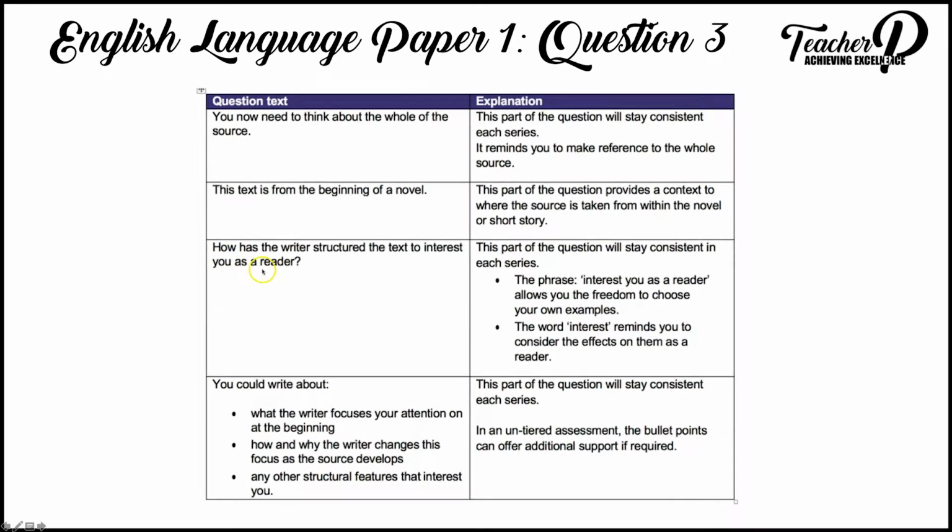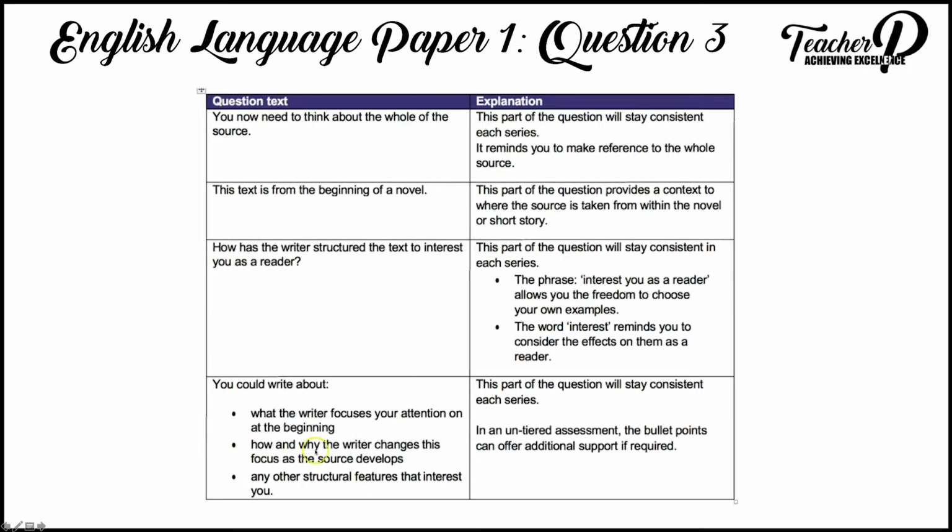The question then goes on to say, how has the writer structured the text to interest you as a reader? Remember, this part of the question will always stay consistent each year. The fact that it says to interest you as a reader tells you that you need to pick structural features that you think the writer has purposely done in order to captivate the reader's attention. Additionally, the word interest reminds you to always consider the effects on the reader. So for example, why has the writer used foreshadowing?